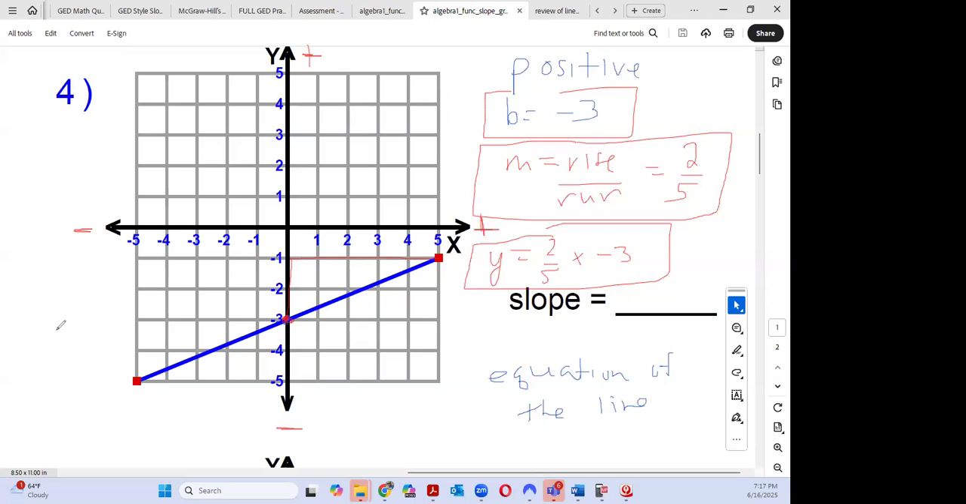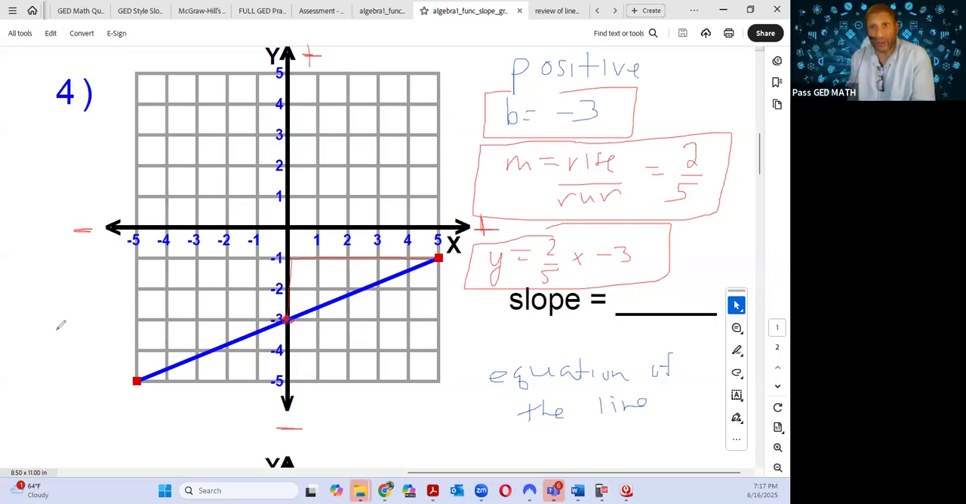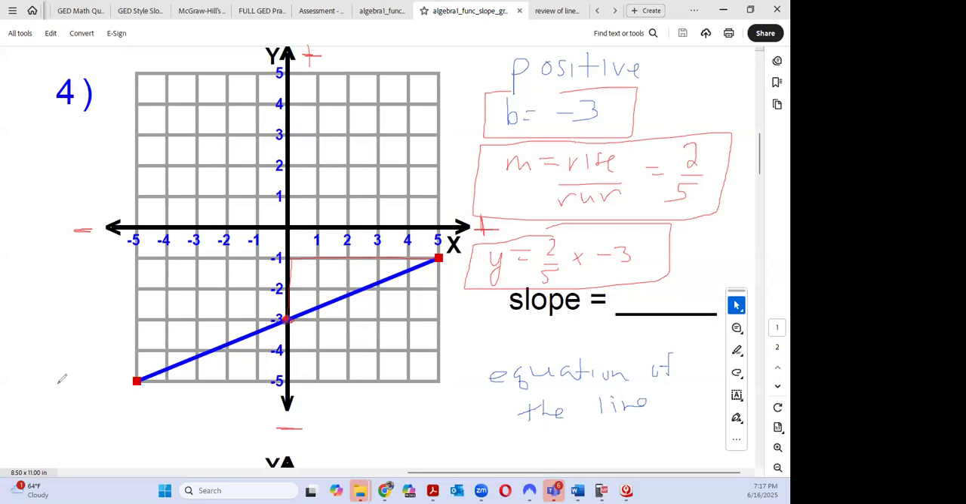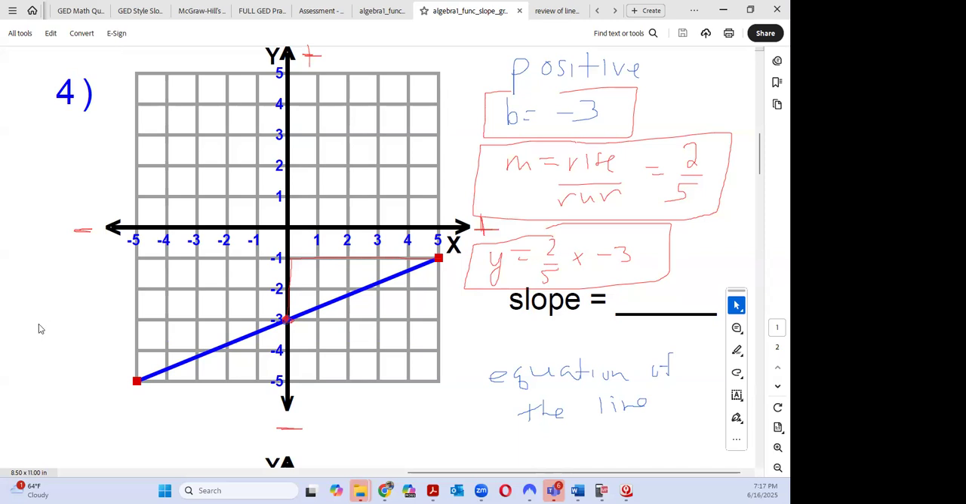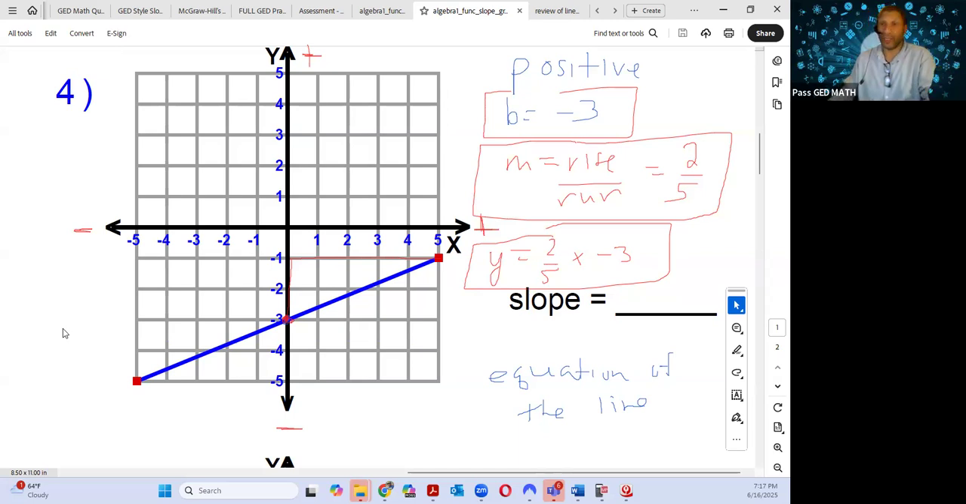When they ask you for the equation of the line, y equals 2/5 x minus 3. Y equals mx plus b is the equation of the line. You've got to say it right.